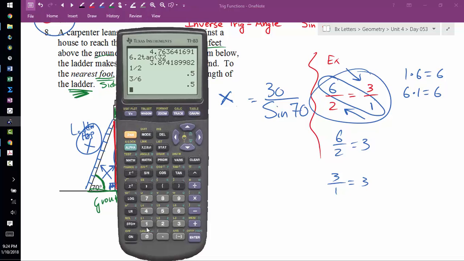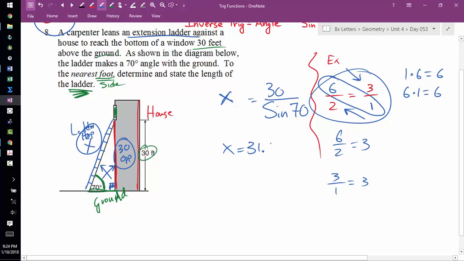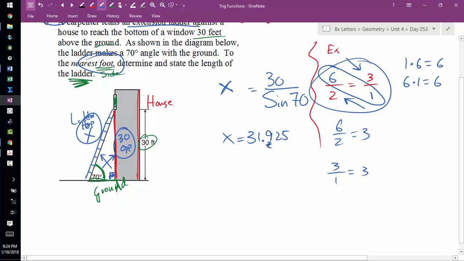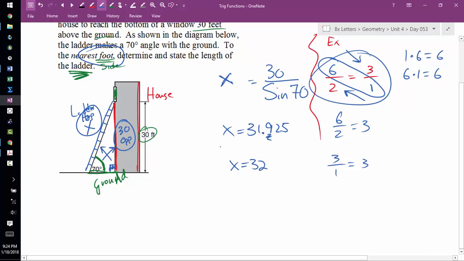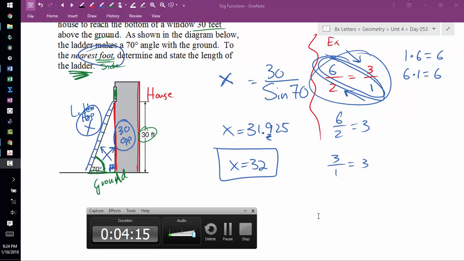I can just go, oh, calculator, 30 divided by the sine of 70, it's 31.925. And they want me to round to the nearest foot, so that's going to round up to 32. And if you did the proportion method, cross multiplying and such, you'll see you get the same thing. But that's a shortcut. You can always swap that cross multiplication. You can just alternate their positions. Trick of the trade there.